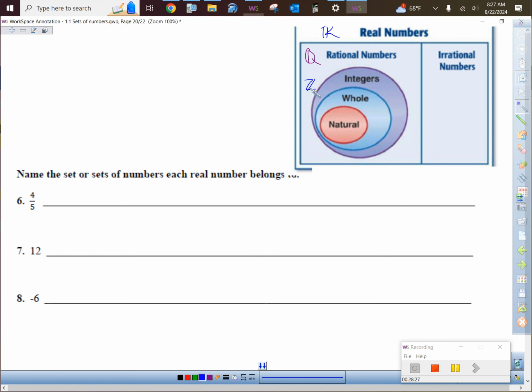Whole is the weird one, right? That's the double bar Z greater than or equal to 0. But natural is a pretty easy symbol. It's the double bar N. Natural. Double bar N. That's a bad looking one.